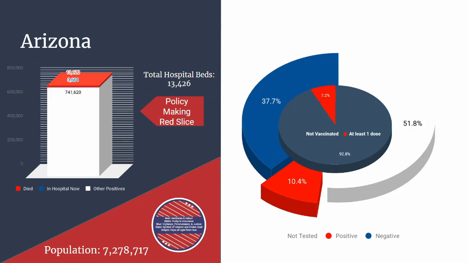Arizona, they vaccinated 7.2% of their people. They've had a negative test of about 37%, positive test rate at 10.4%. The 10% numbers are high. Most of them are in the 7% range, so 10.4% is a little high. They had 13,000 people die and 3,600 people in the hospital right now with over 13,000 beds.